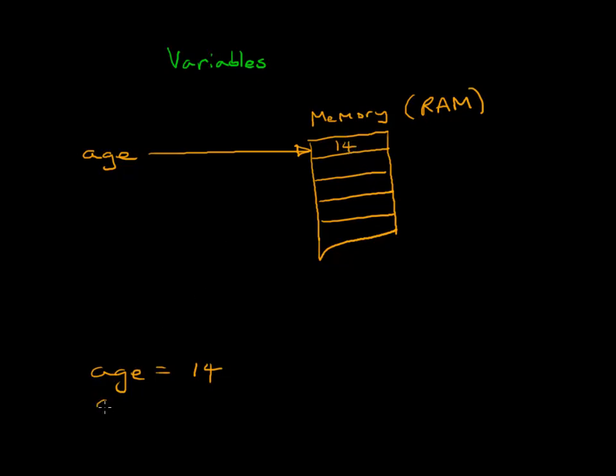If I then say now my age is 15, because it's a year later, then I will take out the 14 that's there, and I will replace it this time with 15. And because it's a variable, what I can store in this area of memory can vary, it can change. So let's have a little look at how this works when we are programming.